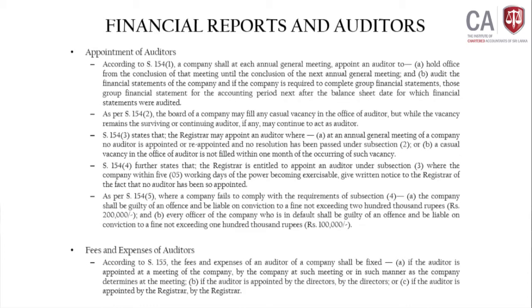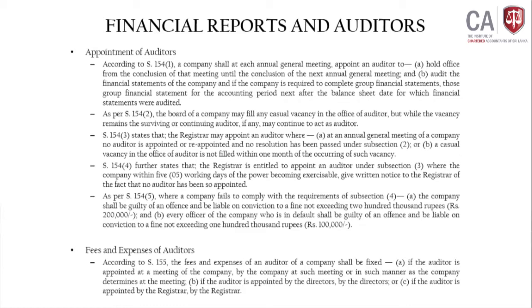So first of all, let me take you through how to appoint auditors in a company, appointment of auditors. Now, according to section 154(1) of the Companies Act, a company shall at each annual general meeting, or rather AGM, appoint an auditor. It's one of the very main points in the agenda in an annual general meeting that the appointment of auditor has to take place normally after the ratification or the appointment of the directors takes place. So thereafter, the next important agenda item would be to appoint an auditor.